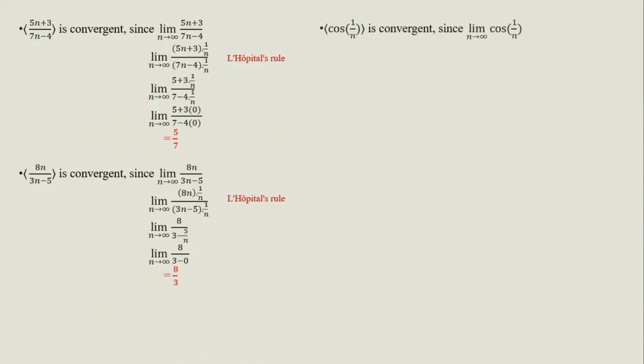Next example is the infinite sequence of cosine of 1 over n, which is convergent since the limit of cosine of 1 over n as n approaches infinity is the limit of cosine of 0, which is 1. So that's why it is convergent.